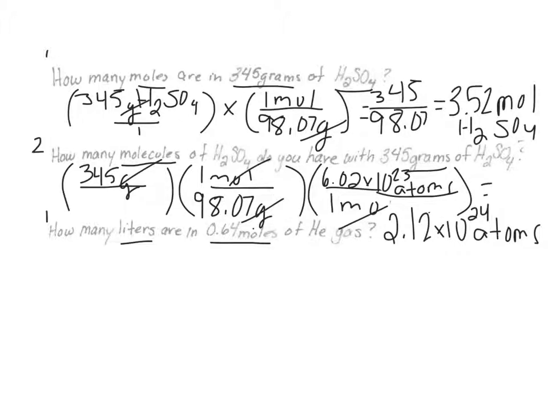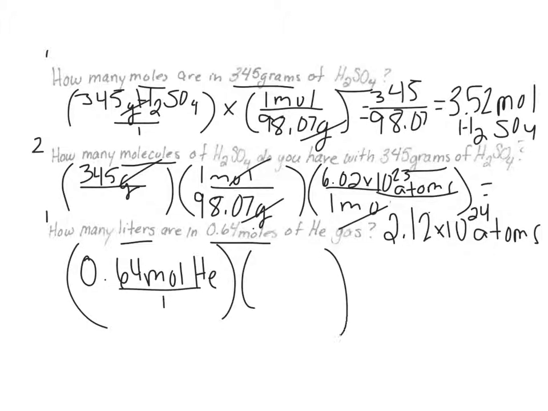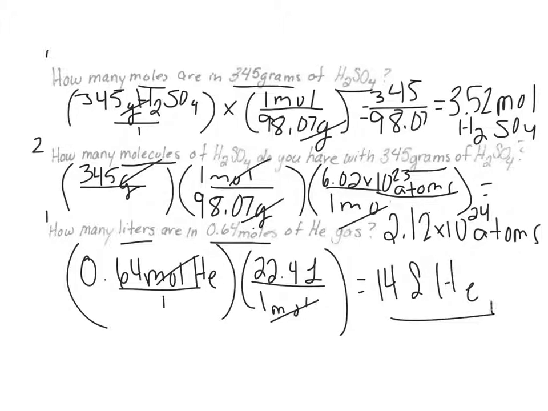Okay, moles to liters. If I've got 0.64 moles of helium, and I want to go to liters, I know that for every 1 mole, I have 22.4 liters. So that would get rid of my moles, and I'm just going to multiply across, which is going to give me 14.336, which with two significant figures is 14 liters of helium.